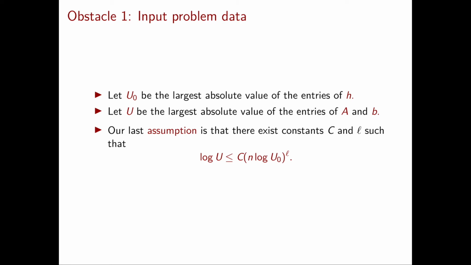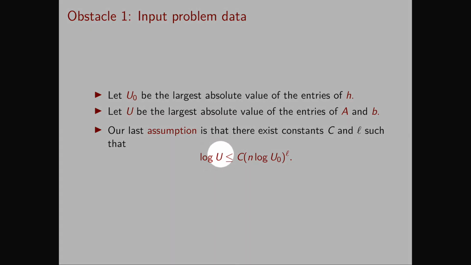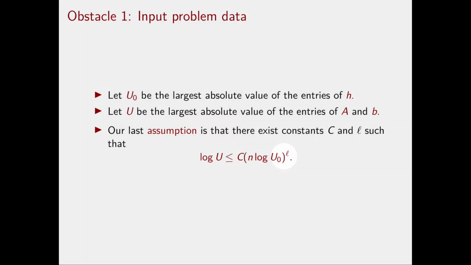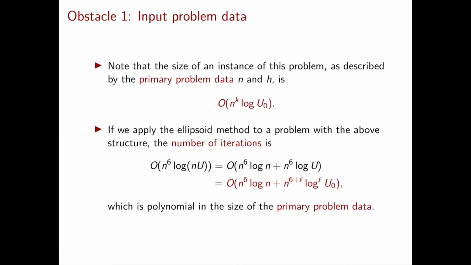Our last assumption is that log u is polynomially bounded by n and log u0. Formally, we assume that there exist constants c and l such that log u is upper bounded by c times (n log u0) to the power of l. Now let's immediately see how we use this assumption.